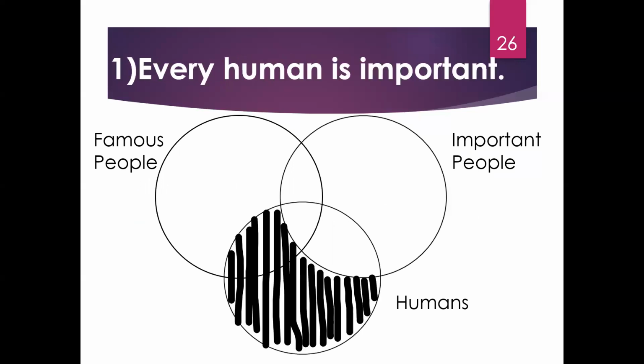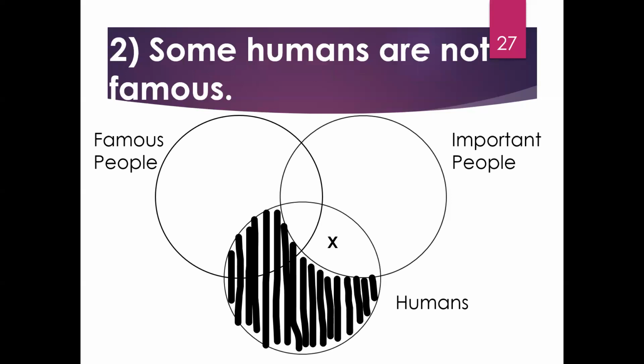So every human is important. We represent that by shading in all of the area of the circle of humans that is not also in the area of important people. So we know that there's nothing that exists in that area. Then we have our second premise: some humans are not famous. And so the only place to put that X that's within the human circle, but outside the famous people circle, is where we've placed it here. So we know that something definitely exists there.